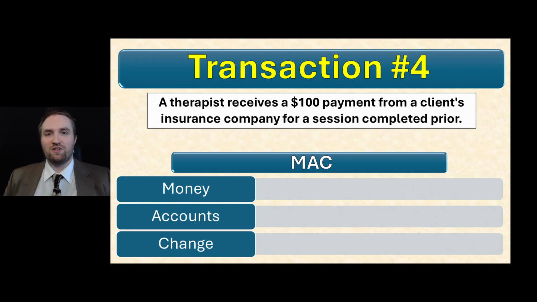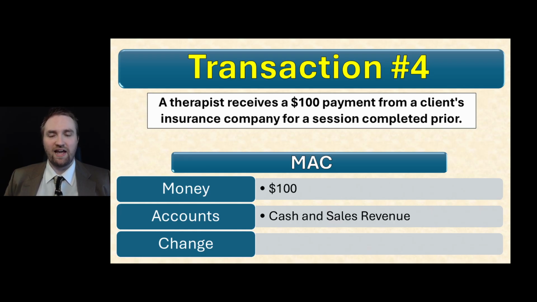Transaction number 4. A therapist receives a $100 payment from a client's insurance company for a session completed in the past. MAC. Money, $100. Accounts, cash and service revenue. Change, debit cash, $100. Credit service revenue, $100.